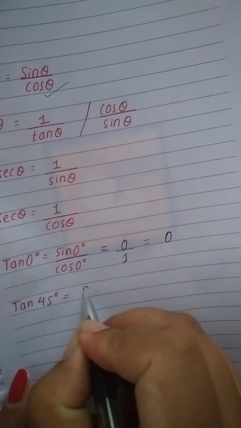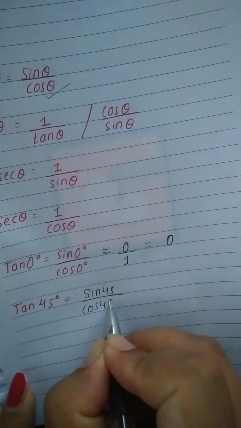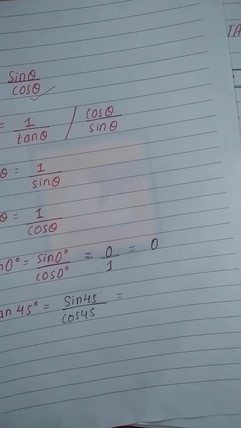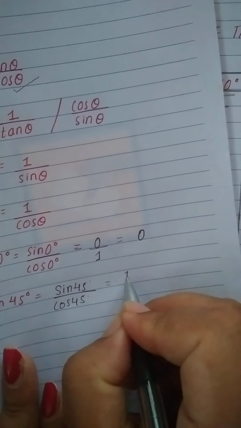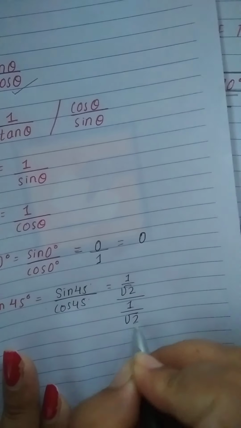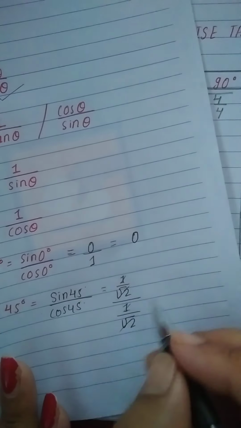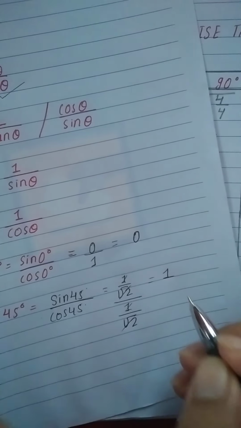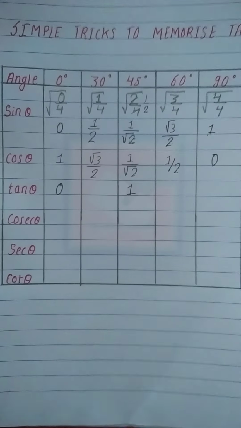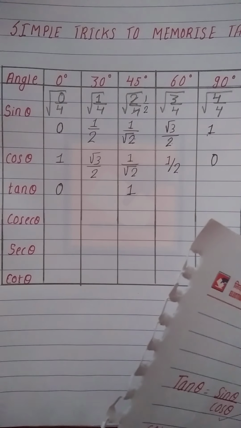Tan 45 means sin 45 by cos 45, right? Okay. So sin 45 is 1 upon root 2, and cos 45 is also 1 upon root 2. So when we apply the reciprocal, this all will cut and it will remain only 1. So tan 45 is 1. This is how in exam time, if you forget some formulas, then you can easily find out.